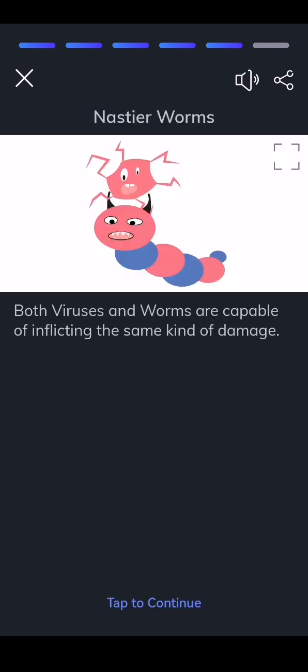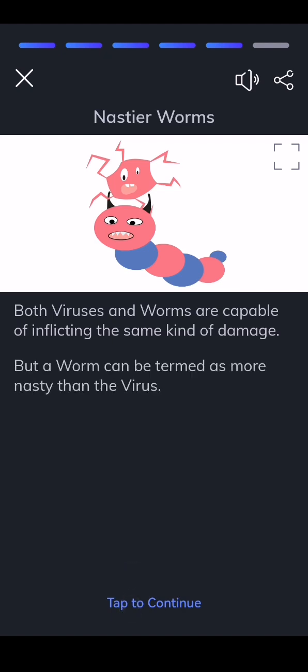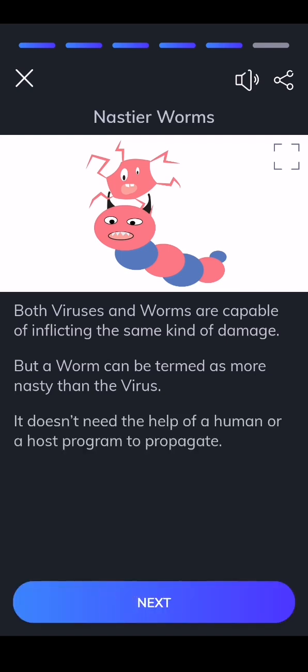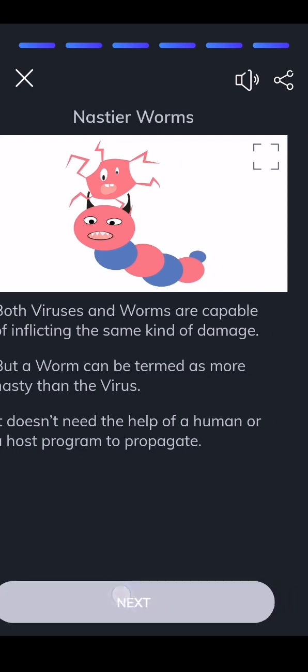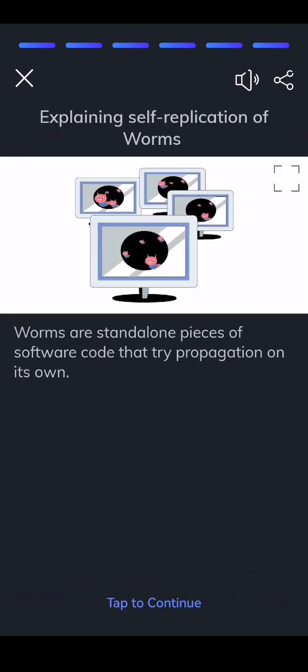Both viruses and worms are capable of inflicting the same kind of damage. But a worm can be termed as more nasty than the virus. It doesn't need the help of a human or a host program to propagate. Worms are standalone pieces of software code that try propagation on their own.